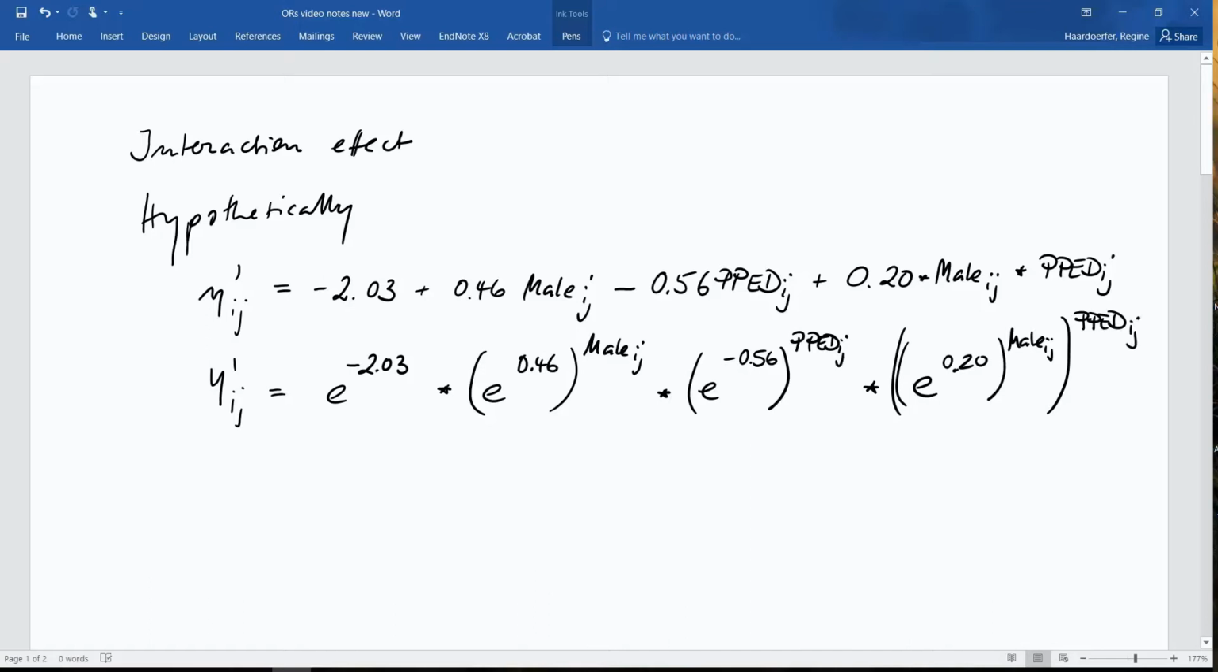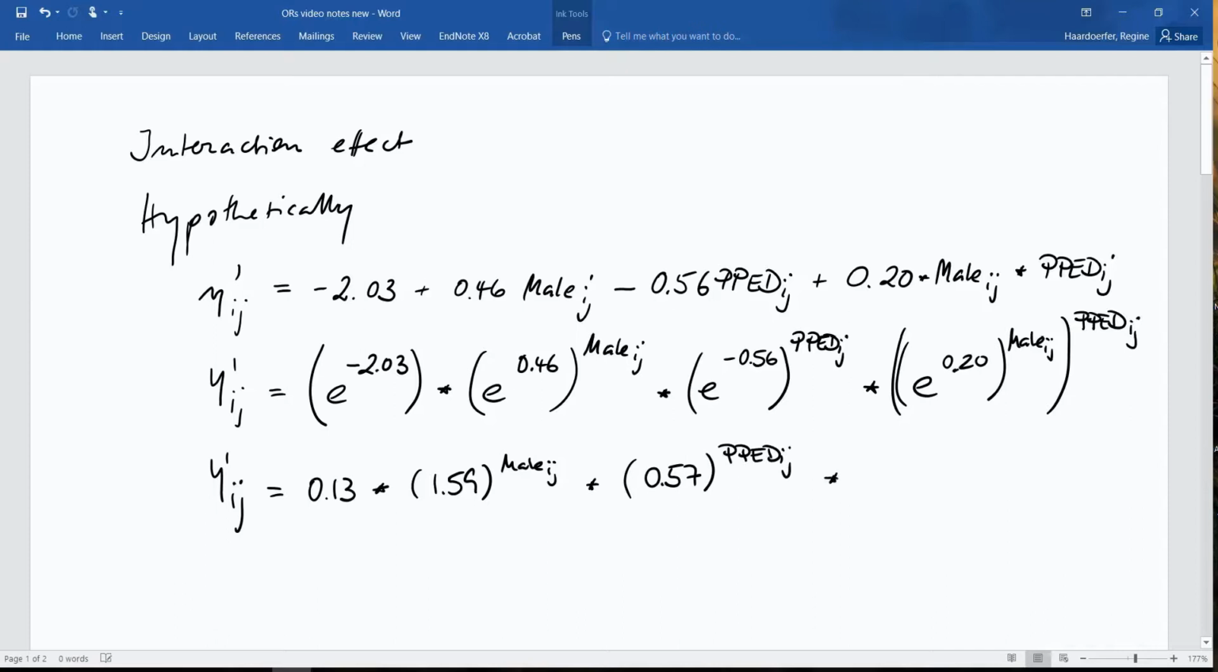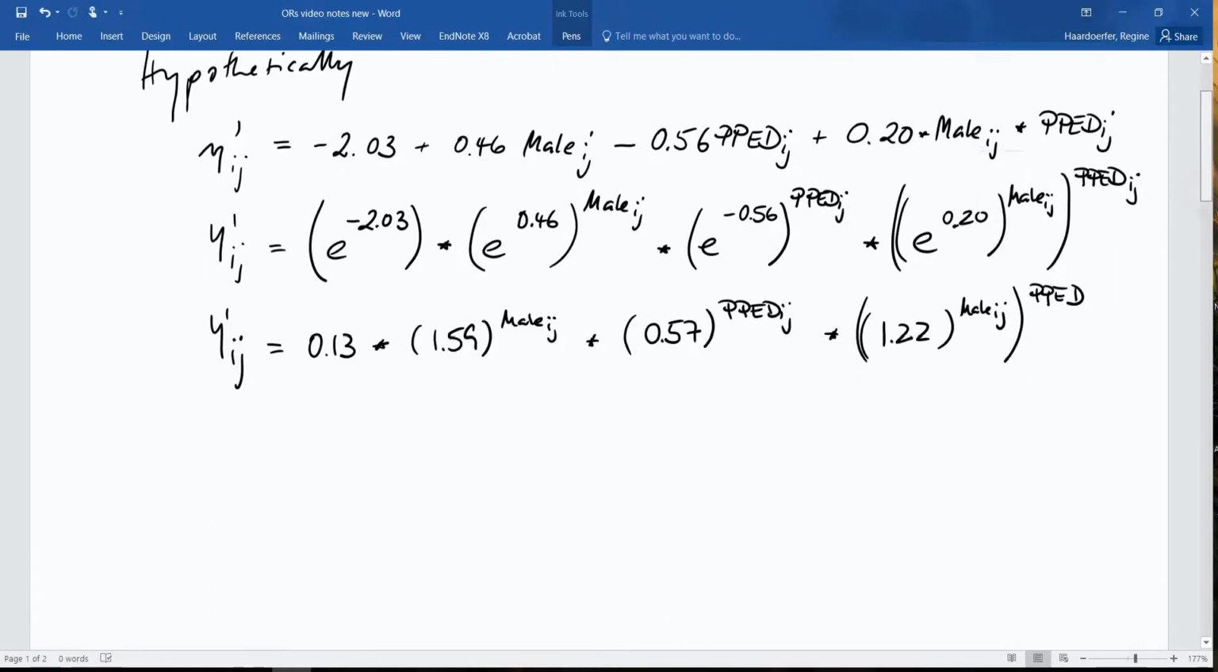So that's the formula. So let's say we're replacing this again with the odds ratio. You're going to put this in brackets. Then we can say as earlier, 0.13 times 1.59 to the power of male_ij. So all still the same, times 0.57 to the power of pre-primary education times 1.22 to the power of gender and pre-primary education. So just as we've done before, we can now plug in numbers.